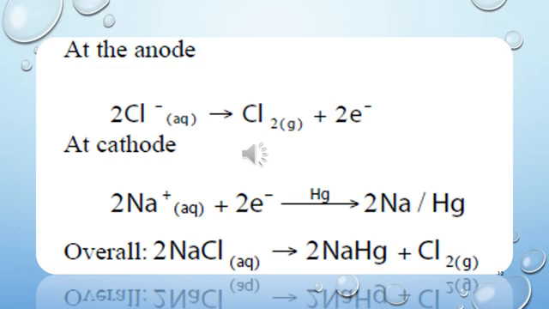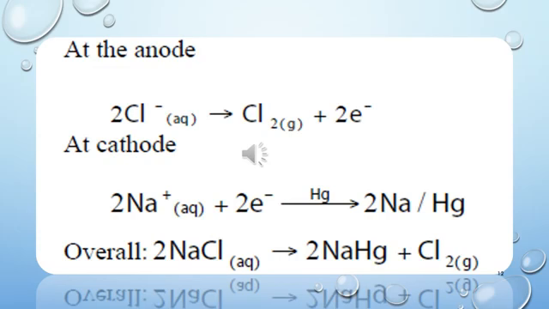The NaCl aqueous solution will be converted into sodium mercury amalgam and chlorine. That sodium mercury amalgam is prepared at the cathode and chlorine is prepared at the anode. So these are the basic three reactions which occur in the mercury cell.